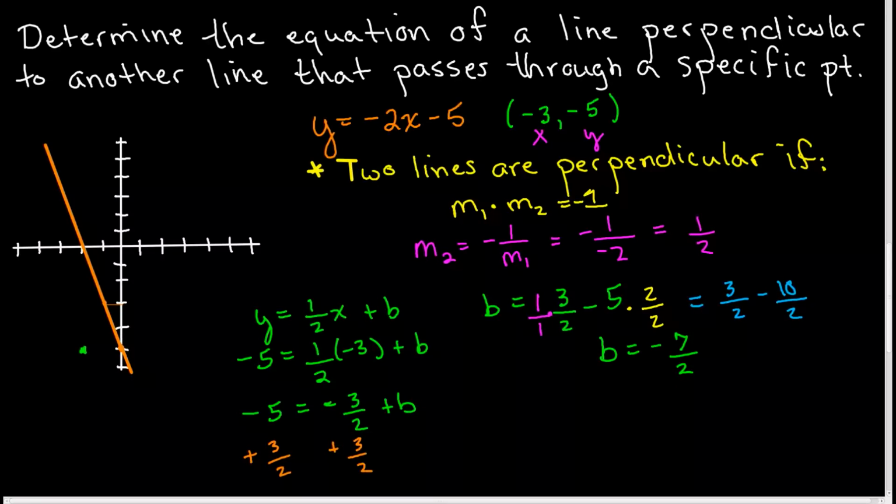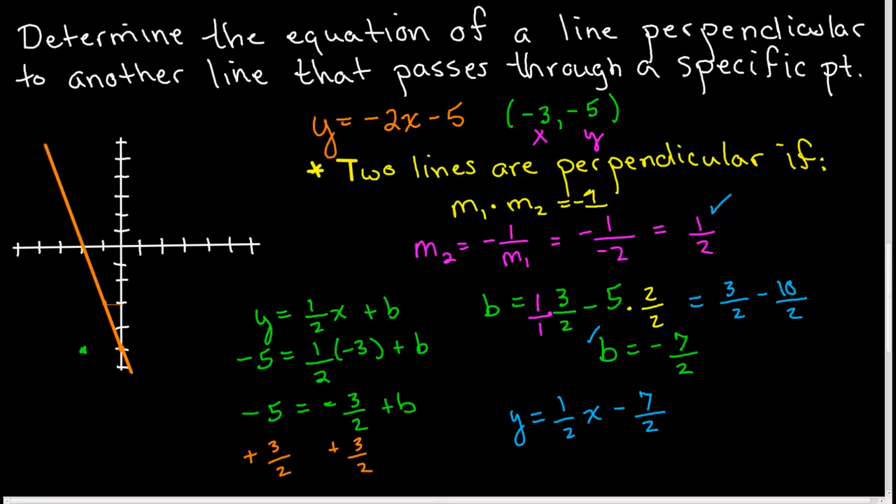So the only thing left to do at this point is put everything back together. We can say that the equation of our line now, that we have the slope and the y-intercept, is y equals 1/2 x plus b, or since this is negative, minus 7/2. And that should be the equation of a line that's perpendicular to this line that also passes through this point.